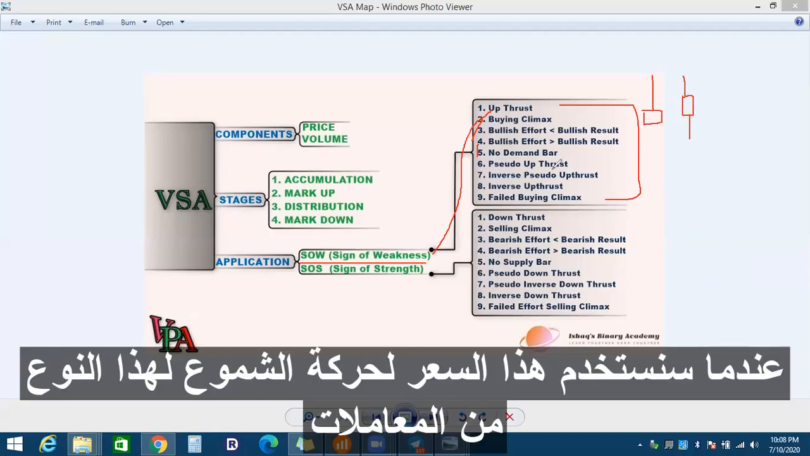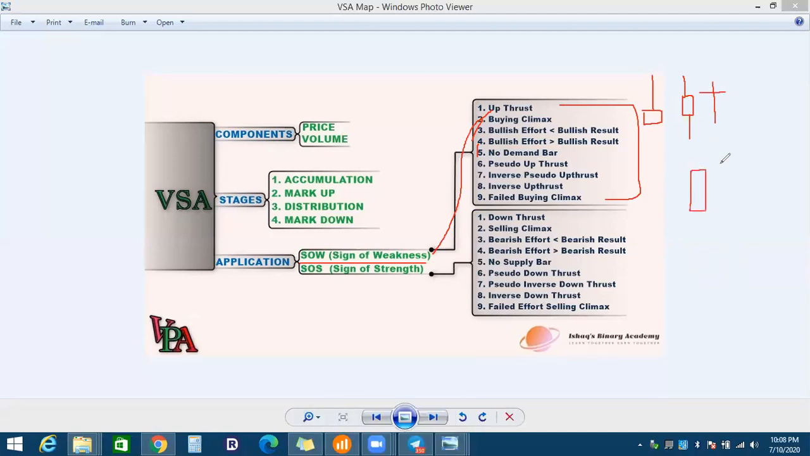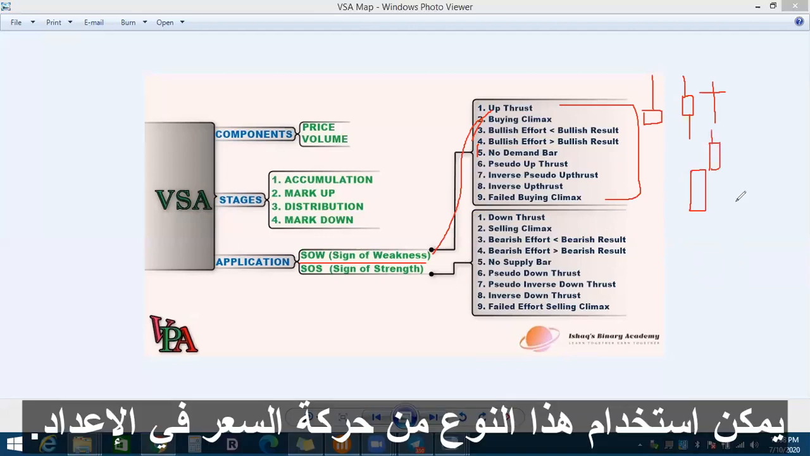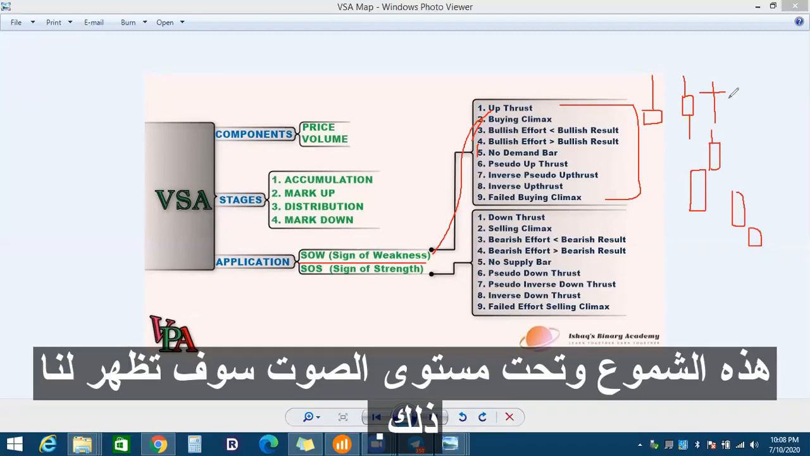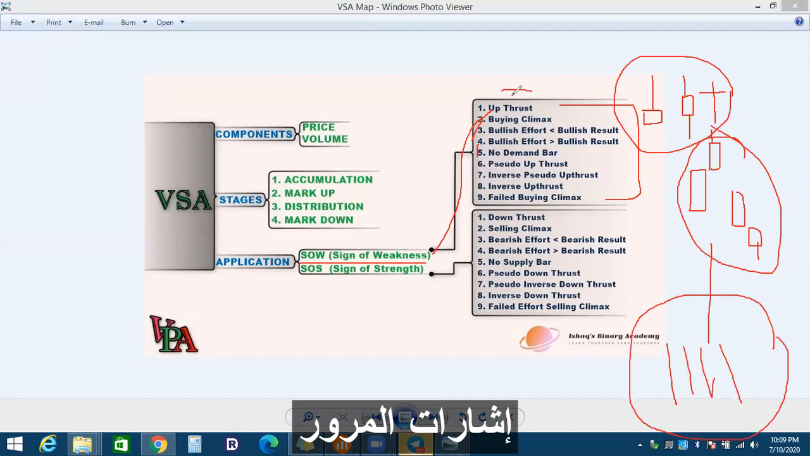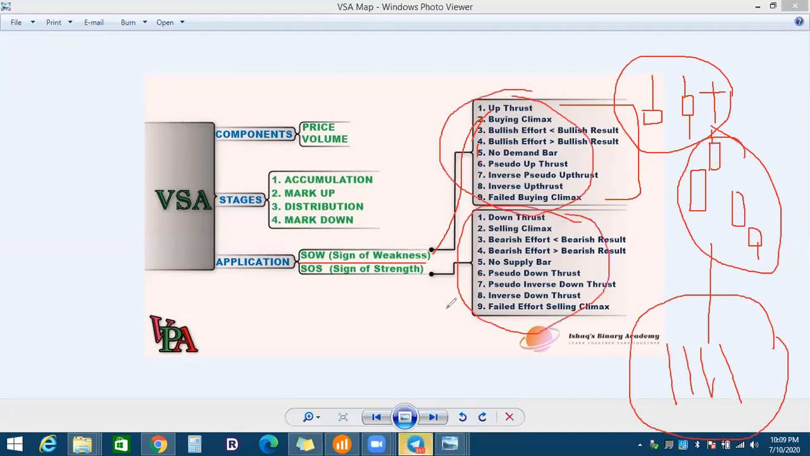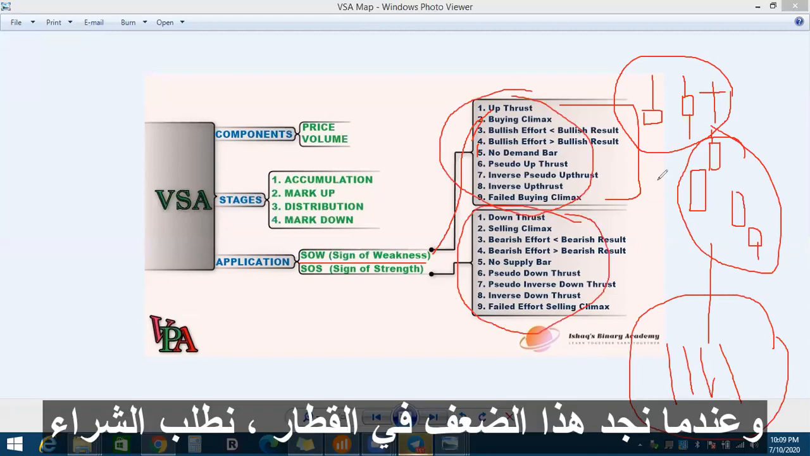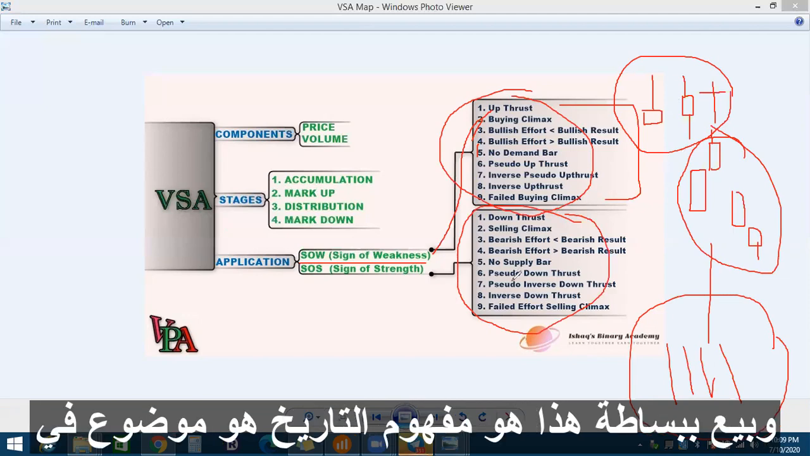When these signals appear, we will use these price action candles. These type of price action candles we will use in these setups. So these candles and the volume bars below will show us these signals. And when we find this weakness in the trend, we look for buying and selling opportunities.